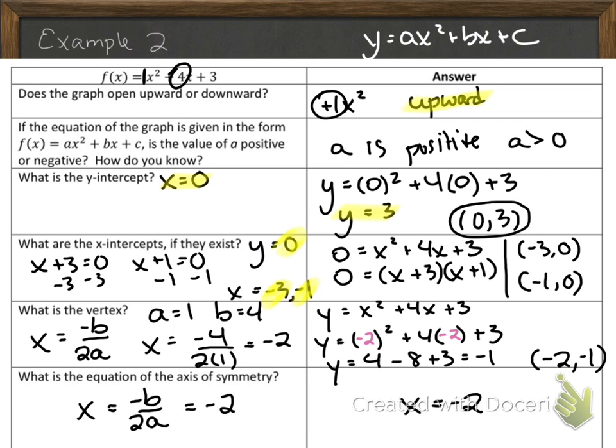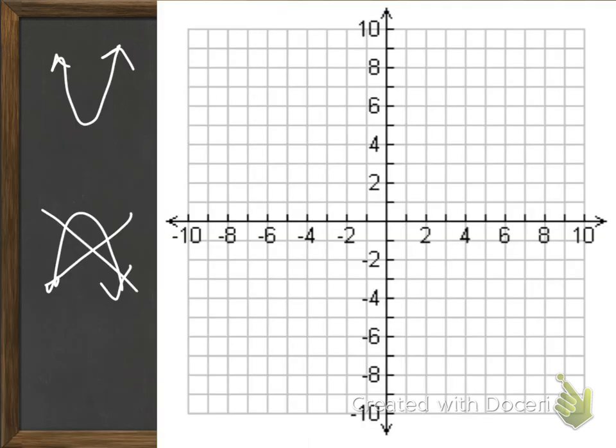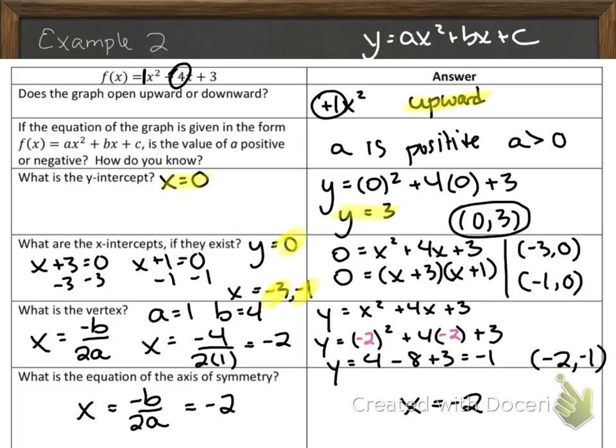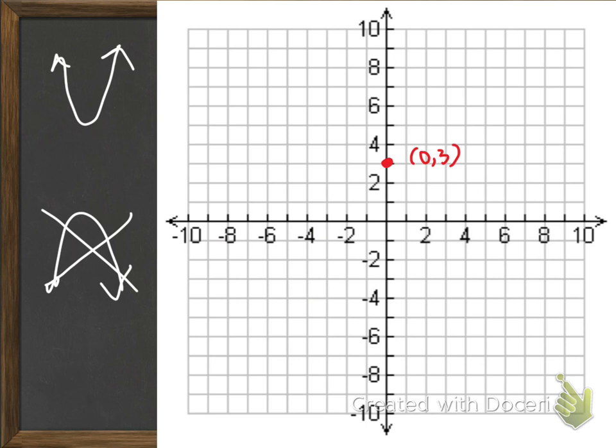Then I have a y-intercept of 0, 3. So let's go ahead and plot the y-intercept on this graph. 0, 3 is right here. That's my y-intercept. Then we have our x-intercepts. Our x-intercepts are negative 3, 0 and negative 1, 0. So let's plot those on the graph. Negative 3, 0 is right here. Negative 1, 0 is right here. And let me change the color so we can see it really well. So here's negative 3, 0. Here's negative 1, 0. That's better.